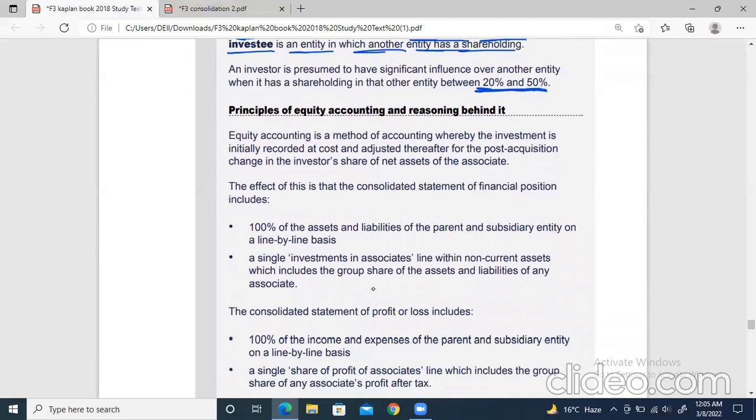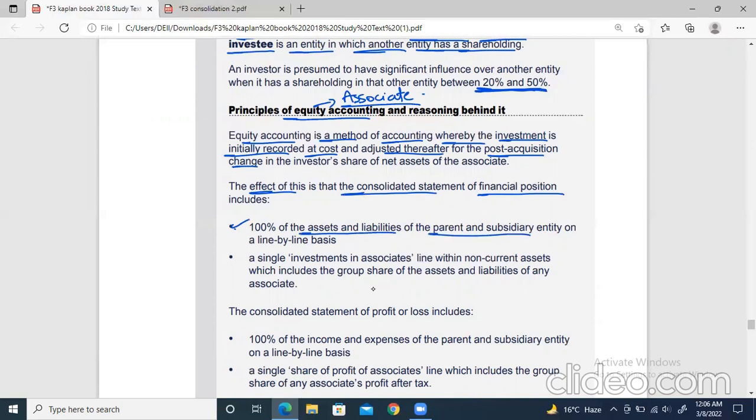Okay. Now, principles of equity accounting and reasoning behind this. Let's see this as well. Equity accounting is a method of accounting whereby the investment is initially recorded at cost and adjusted for any post-acquisition change. Like if there is any kind of market value change, we adjust that. So equity accounting happens in case of an associate. This is again talking about associates because the same chapter is going on, right? Now the effect of this on the consolidated financial position is this one. 100% of assets and liabilities of parent and subsidiary entity on a line by line basis, and a single investment in associates line within non-current assets, which includes the group share of the assets and liabilities of any associate. So the working six that I was explaining to you that day, right?